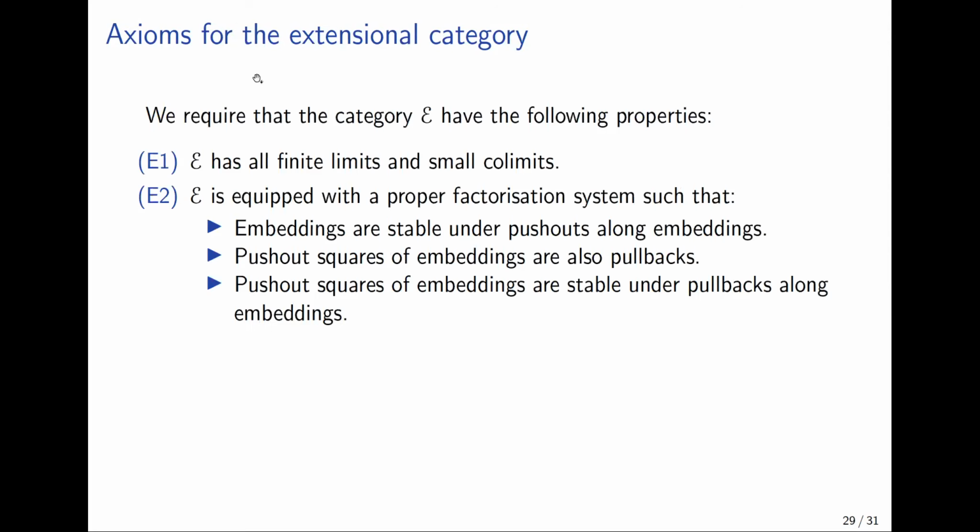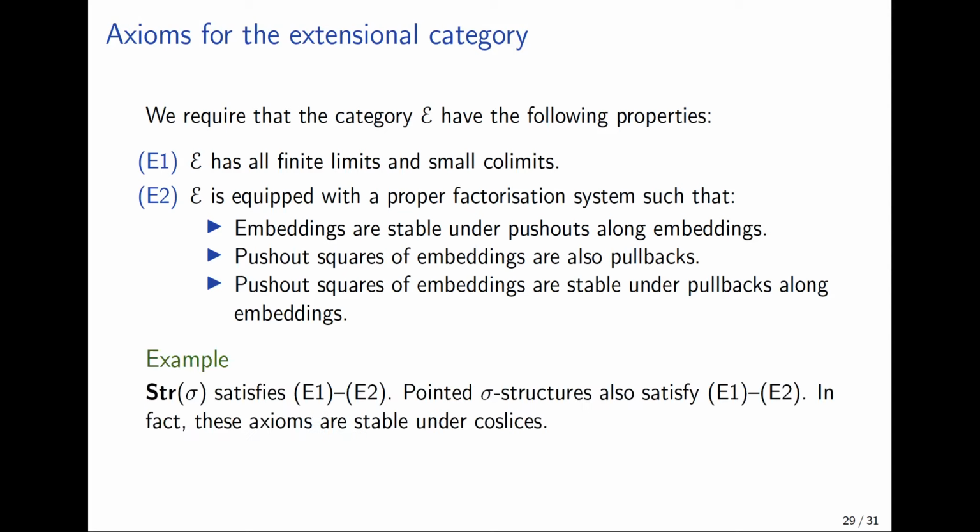on the base category and also on the adjunctions. I want to show you the axioms for the extensional category because they should look quite familiar. The first axiom says that the base category has all finite limits and small colimits. Okay. And then the second one says that there exists a proper factorization system satisfying several stability conditions. And these are essentially the conditions for an adhesive category. Okay, but instead of monomorphisms, we have embeddings here.